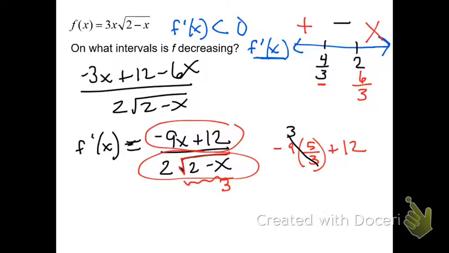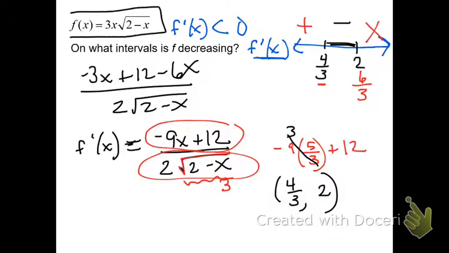Okay, so to answer this question now, when is f of x decreasing? F of x is decreasing when f prime is negative, which is between 4/3 and 2. And if you want to see what this graph looks like, graph this on your graphing calculator, and you'll see the graph literally stops at 2. There's nothing happening to the right of it, and it's increasing and then decreasing. Okay?